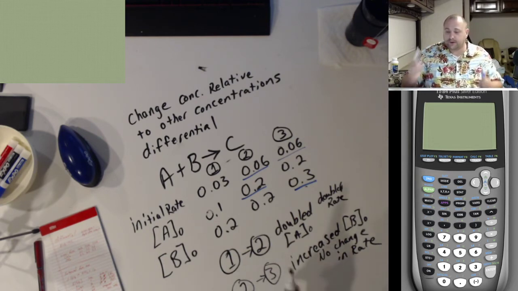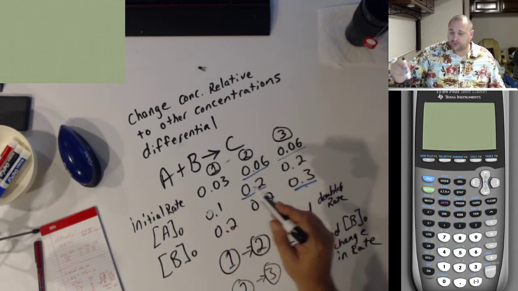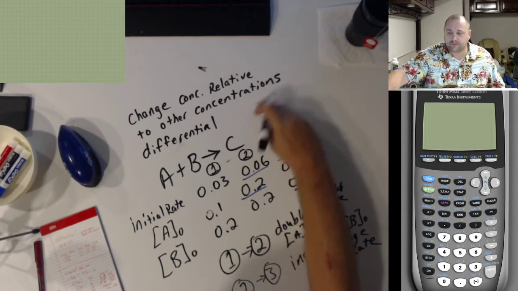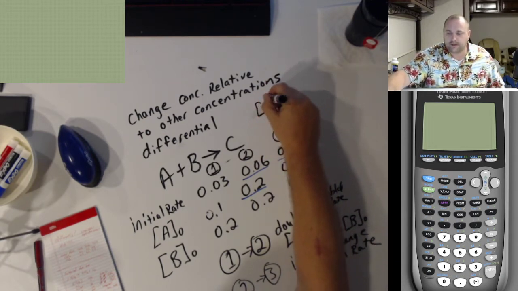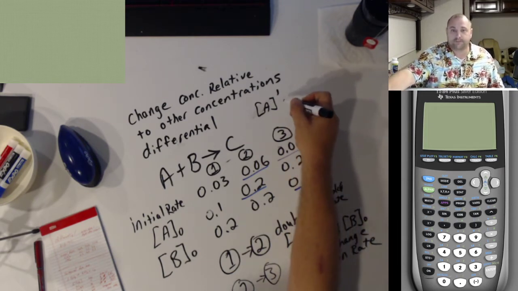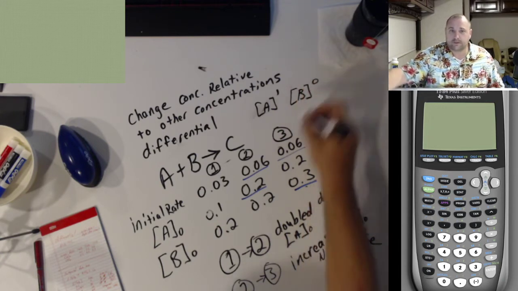So what does this tell me? Relative to A, for A, this is a 1. It doubled, so that's a 1. And then relative to B, it's a 0.